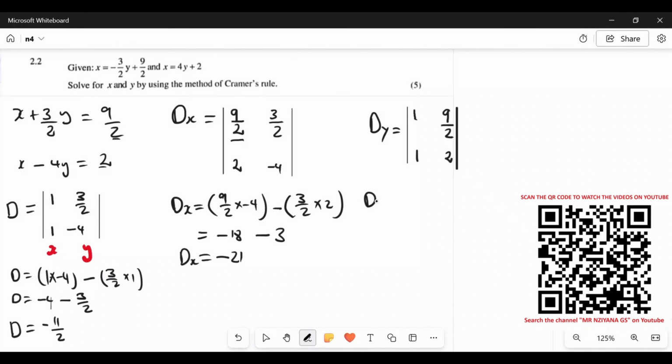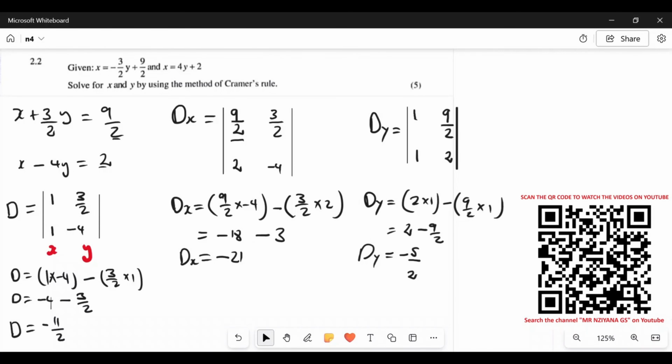Again, we're going to do a similar thing when you calculate for dy. We're going to multiply the first entry and the last entry, which is 2 multiplied by 1, then minus, open bracket, and then we multiply the second entry with the third entry, which is 9 over 2 multiplied by 1. There we go. From there, this is going to give us 2 minus 9 over 2. If you put this on a calculator, this is going to give us negative 5 over 2. So this here is our dy.